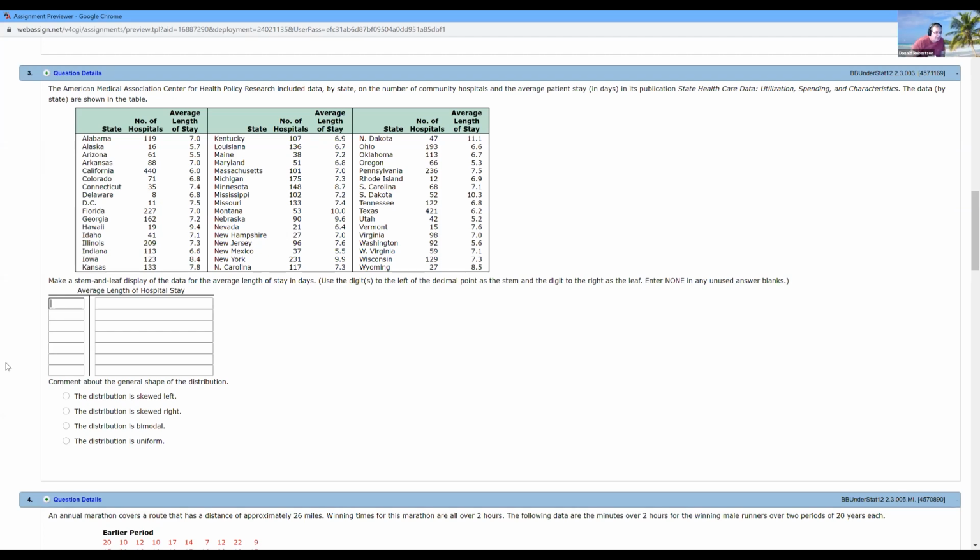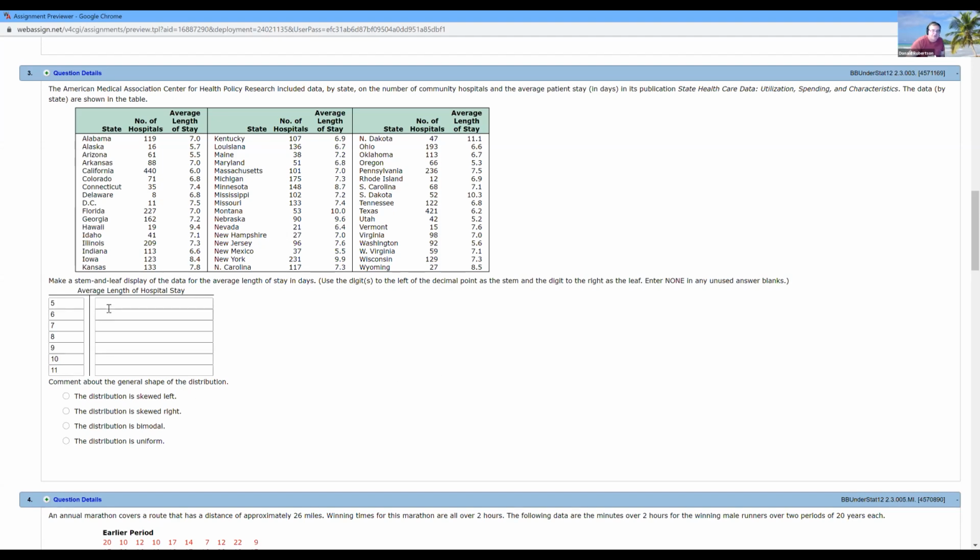Okay. If that is guaranteed to be the smallest one, wouldn't this be 5 point somethings, 6 point something, 7 point something, 8, 9, 10, and 11. Right?